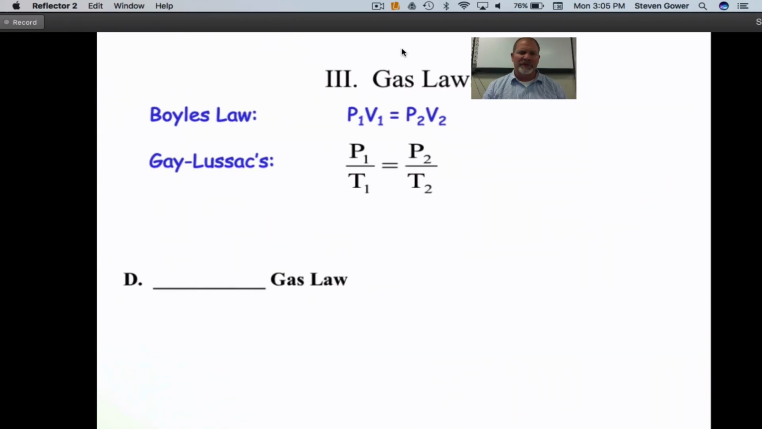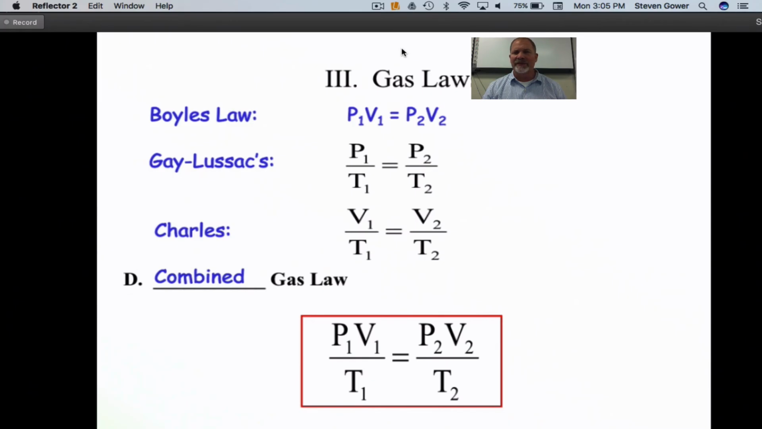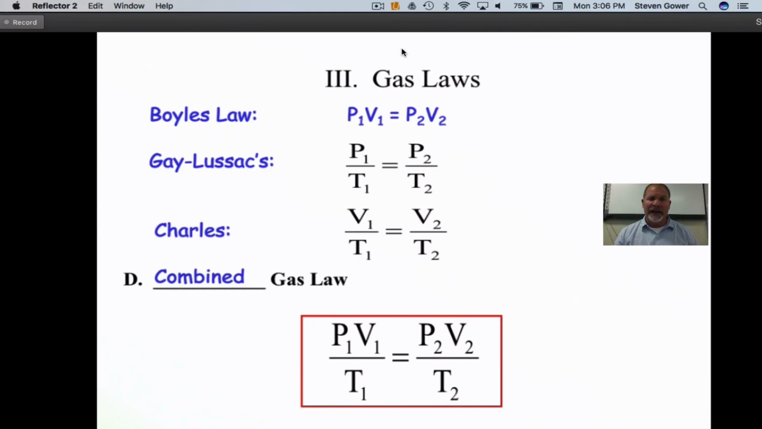Then we brought all three of these gas laws together and combined them to form what we call the combined gas law. With the combined gas law, we have P1 times V1 divided by T1 equals P2 times V2 divided by T2. And so now all three of our variables are active.